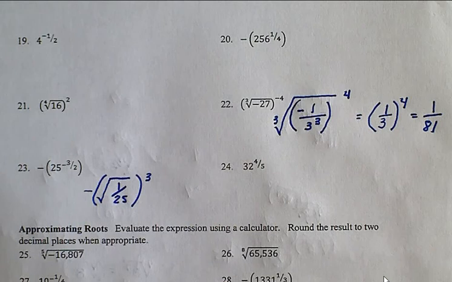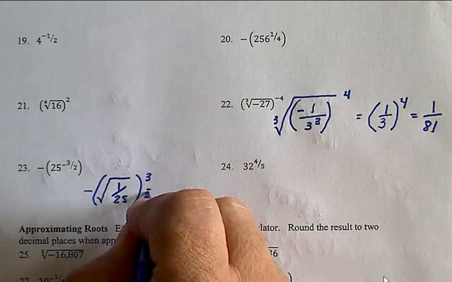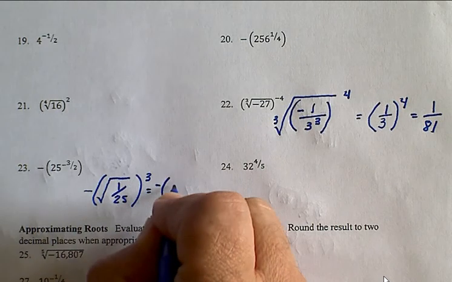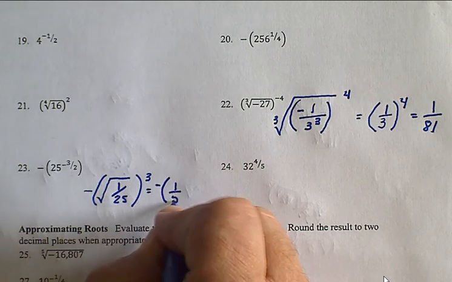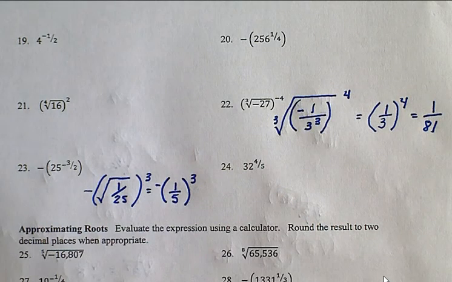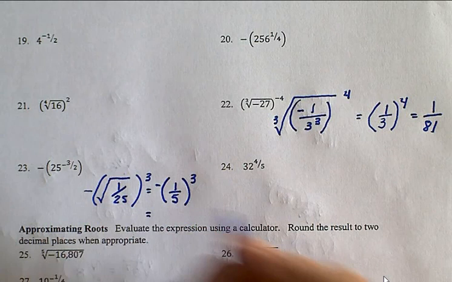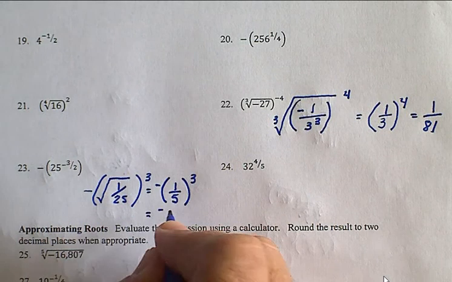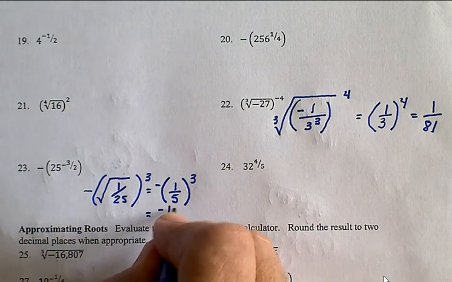Now 25 is the same thing as 5 squared. Or if you want to think about it this way, you square root the 1 and square root the 25. The square and the square root cancel, and this thing simplifies down to negative 1 over 5 to the third power. Okay, and that is negative 1 over 125.